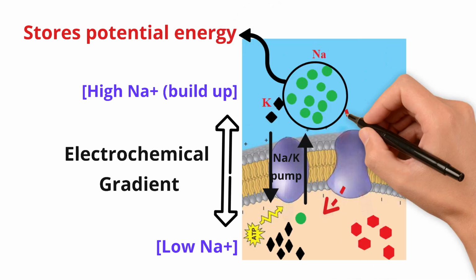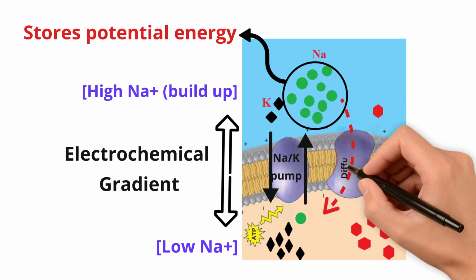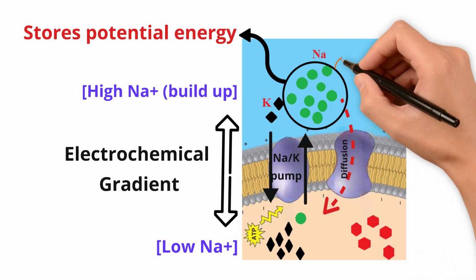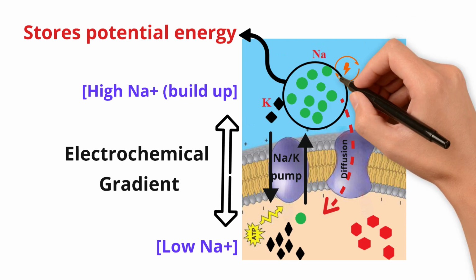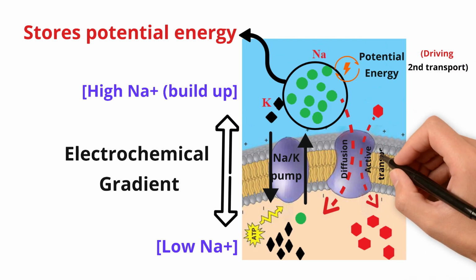Now, sodium ions naturally want to flow back to inside the cell by diffusion. When they do that, the stored energy is released. This released energy can be then harnessed to power other processes, such as being the major driving energy for secondary active transport, as we will see in the coming few seconds.